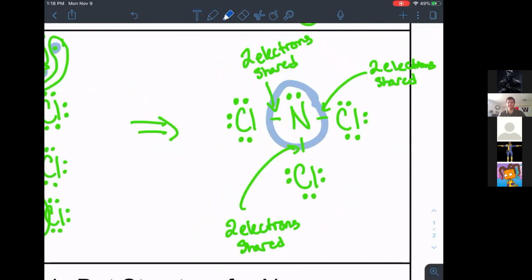2, 8. It has 8. It's sharing 6 of them, but it has a total of 8 still. Okay, that makes sense. Any other questions about this?